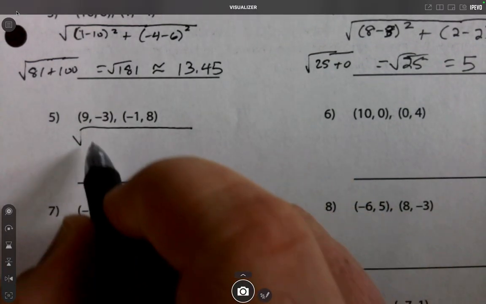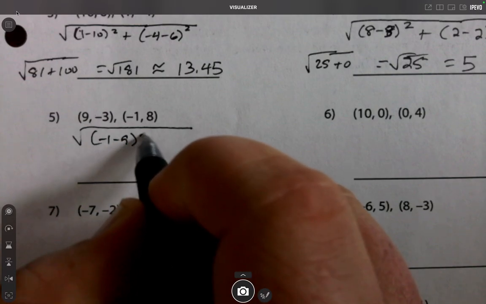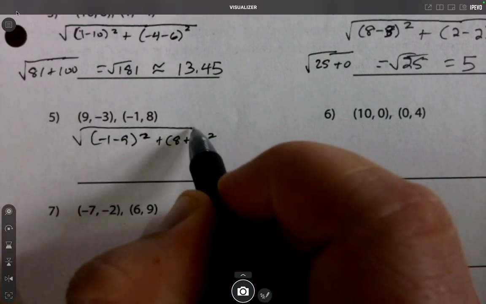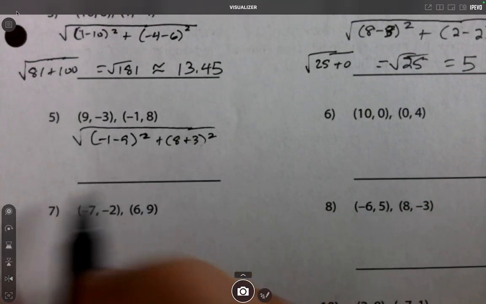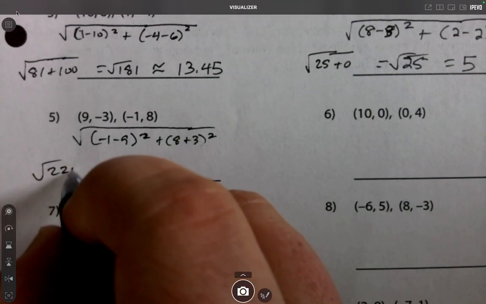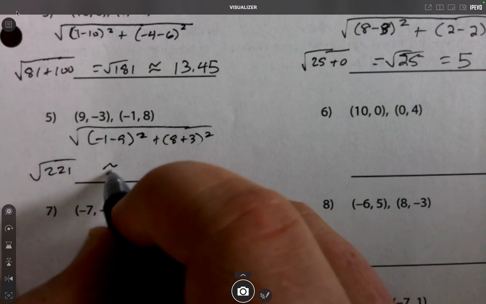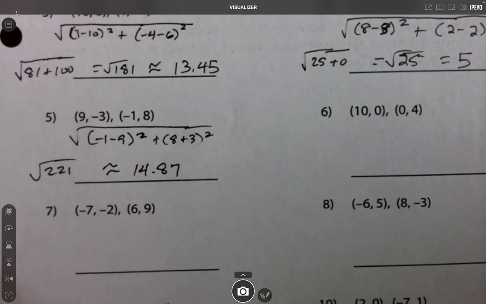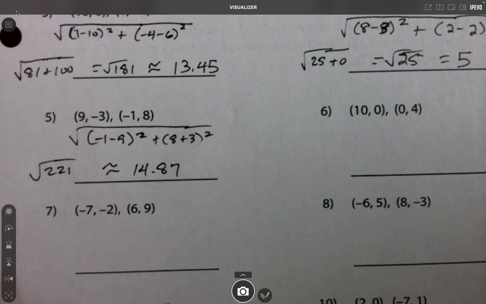So number 5, we do negative 1 minus 9 squared plus 8 minus negative 3, which is plus 3 squared. When you simplify all that, you'll get the square root of 221, and that's approximately 14.87. Now, if you didn't get that, I encourage you to pause it and look through where I put numbers and why, and check my work in your calculator so you can practice. But I'm just going to keep rolling through so you can see examples.